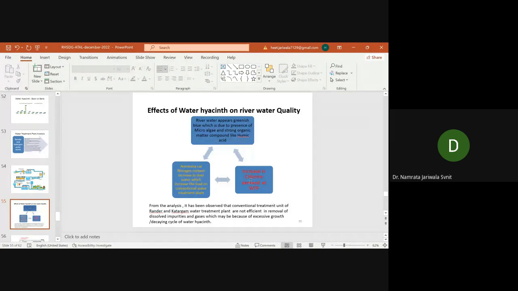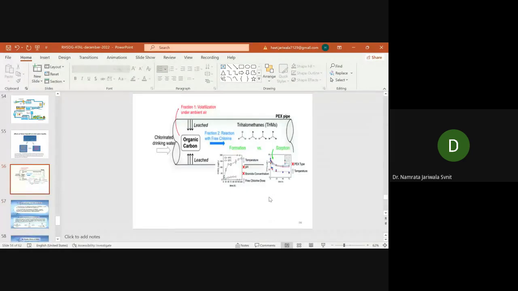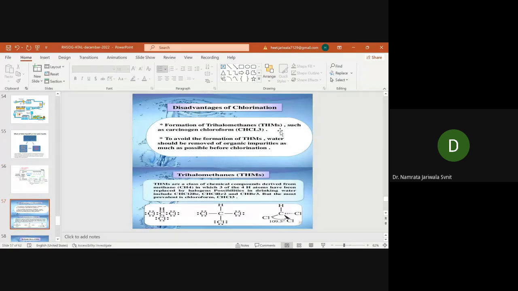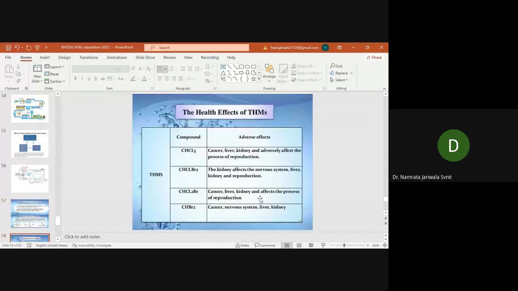So this ammoniacal nitrogen and humic acid will react with the chlorine, whatever we are utilizing for the disinfection purpose, and ultimately this chlorine and TOC, DOC, humic acid compounds will develop THM. THM is nothing but a trihalomethane group of compounds, and these trihalomethane compounds are complex compounds and are considered to be carcinogenic in nature.